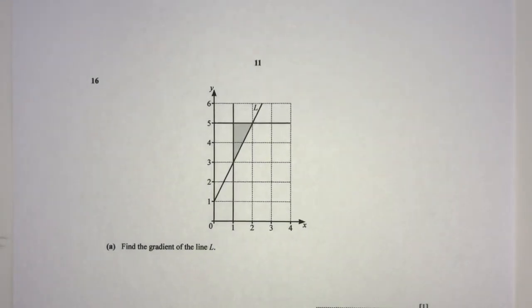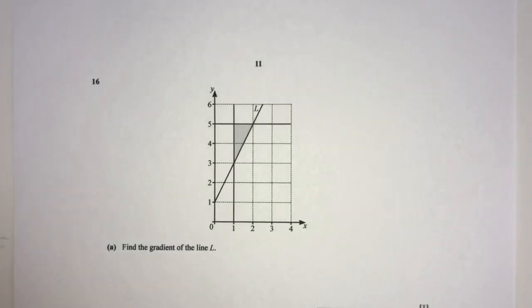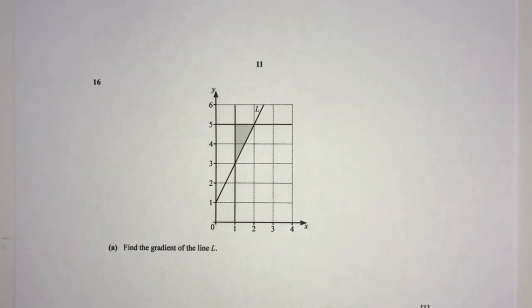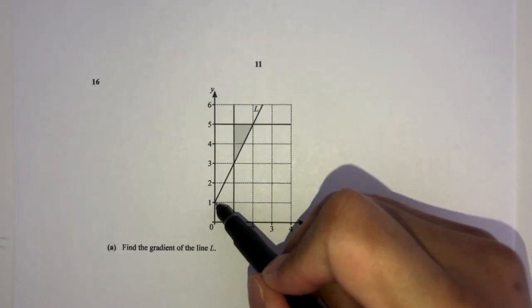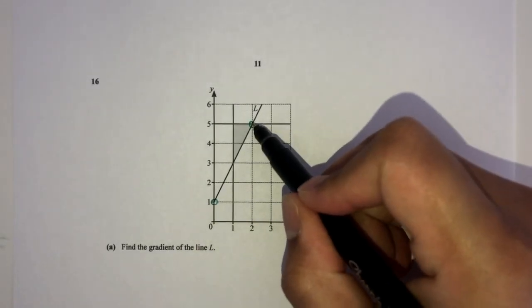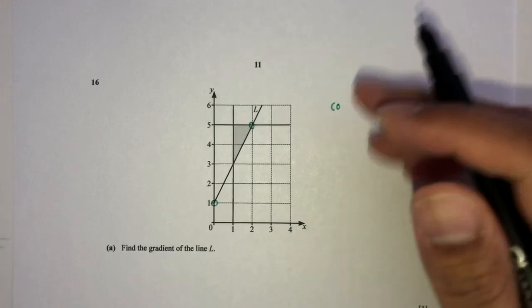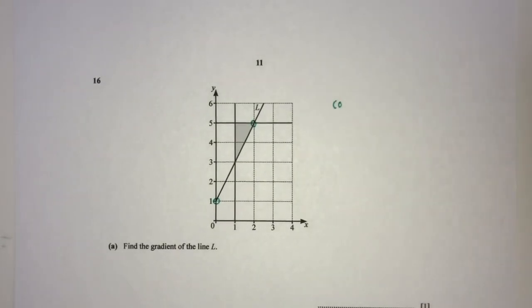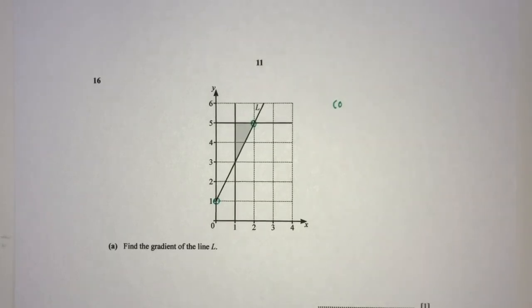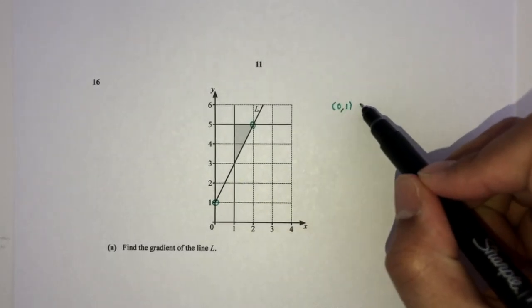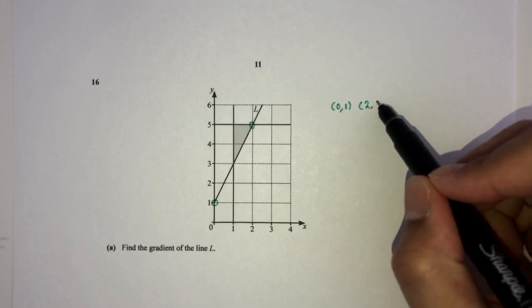Let's move on to question number 16. So here, what do we have again? So here we have a shape. We have to find the gradient of line L. Again, to find gradient, we can always use 2 points. For example, let's say I use this point and I use this point. You can choose any point you like on the line. It doesn't matter, right? As long as it is on the line, you can use a point. Point here is (0, 1), and this is (2, 5).